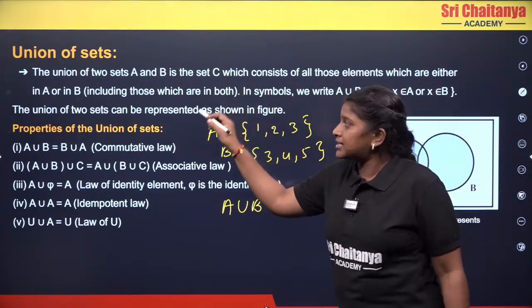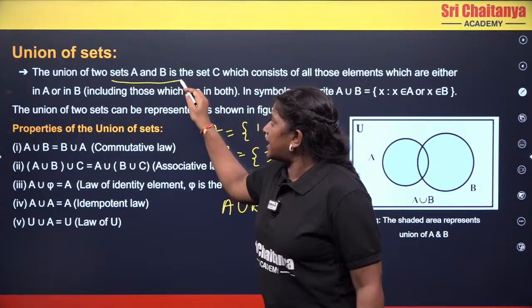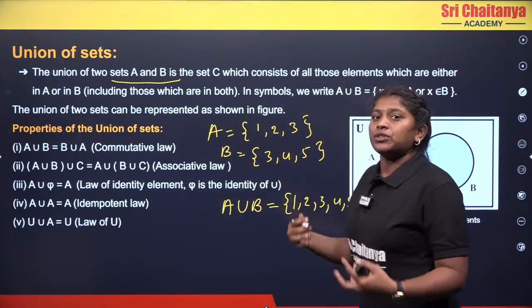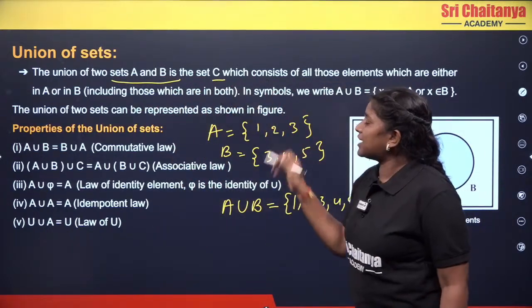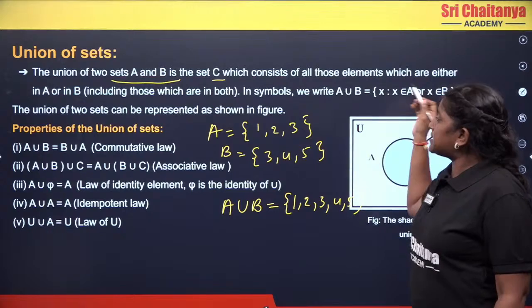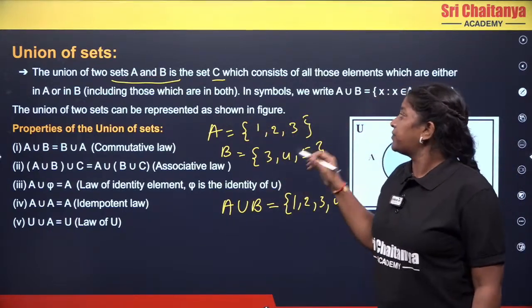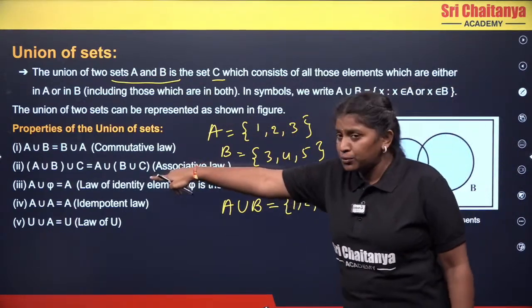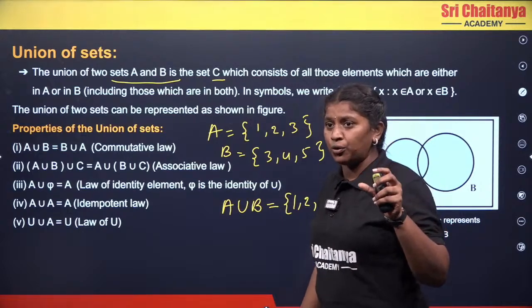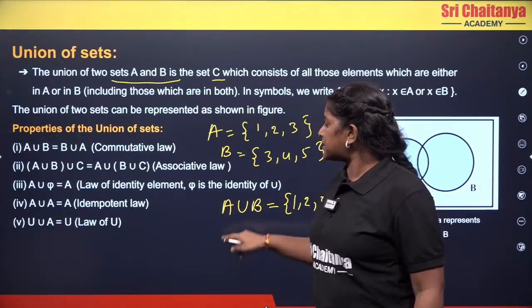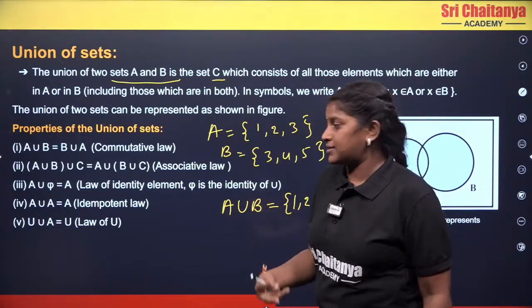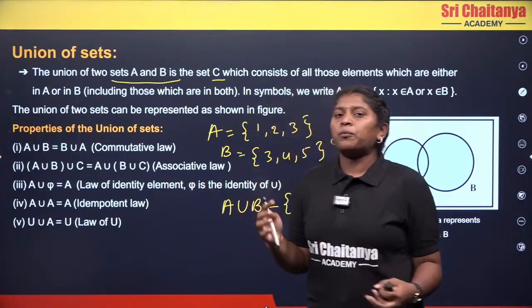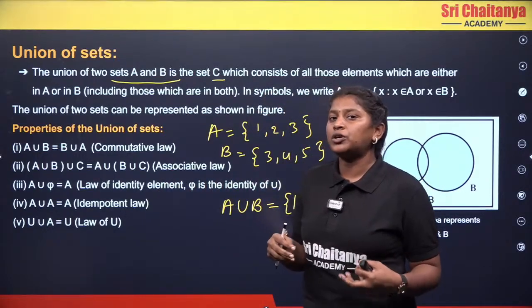As you can see, the union of two sets A and B gives you the result set C, which consists of all the elements that are in A and B, and we use the symbol ∪ to represent the union between two sets. Now let's see the basic properties of the union of two sets.